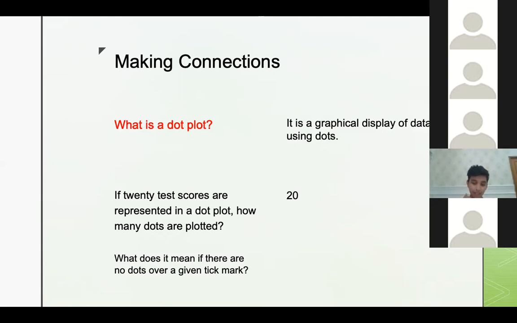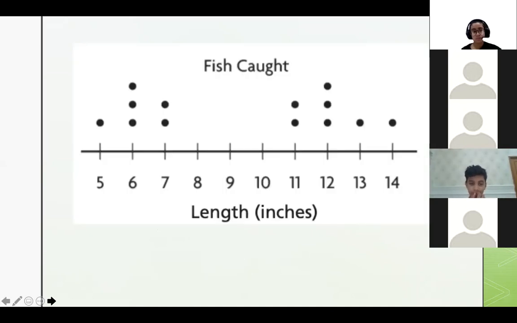What does it mean if there are no dots over a given tick mark? What does it mean? Outlier? No, dear. Pay attention. I have a dot plot where I see all the information. Let me show you a picture. See this one, right? I don't have any dots above 8, 9, and 10. What does it mean?